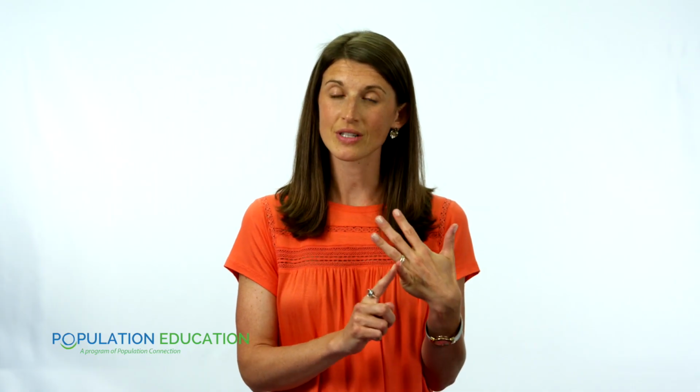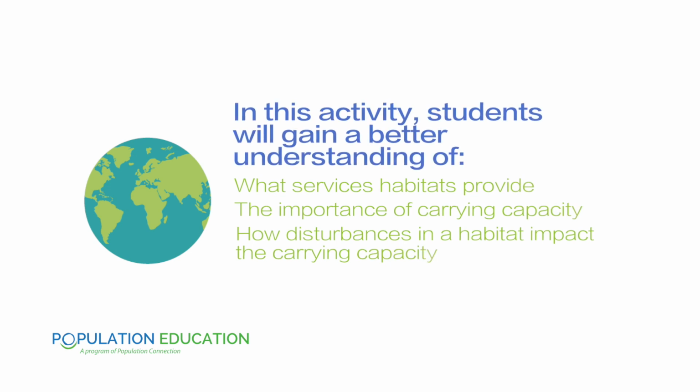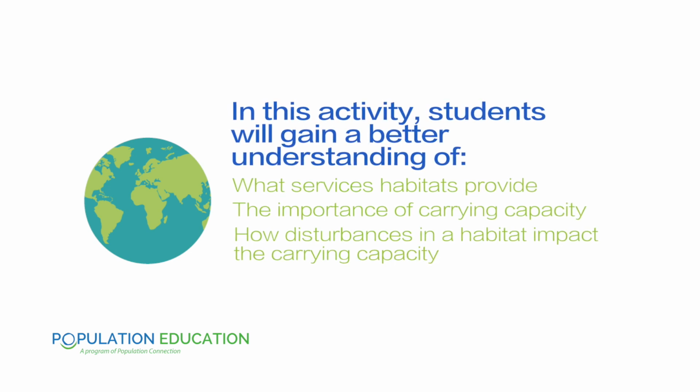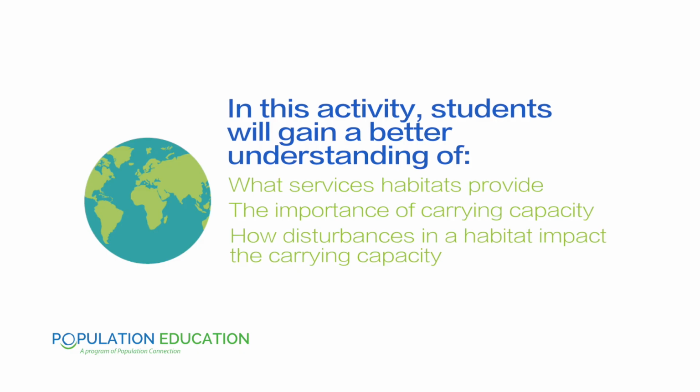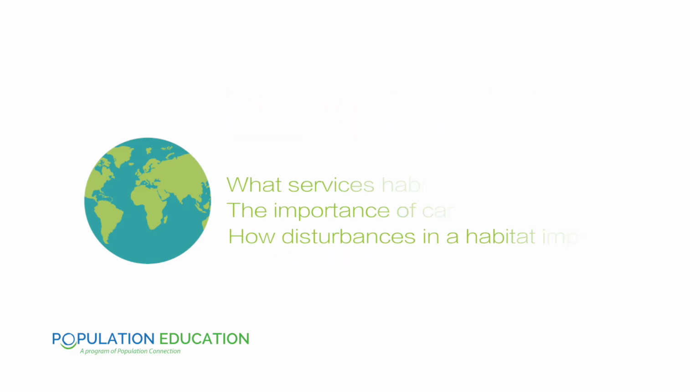This activity is a role-playing simulation where students act as species in a habitat, trying to survive by collecting essential resources: water, soil, space, air, food, and shelter. After completing the activity, students will have a better understanding of what services habitats provide, as well as the importance of carrying capacity and how disturbances in a habitat can impact the carrying capacity.